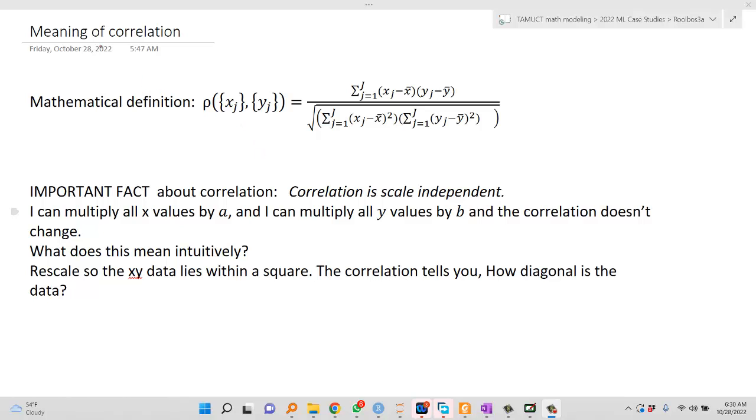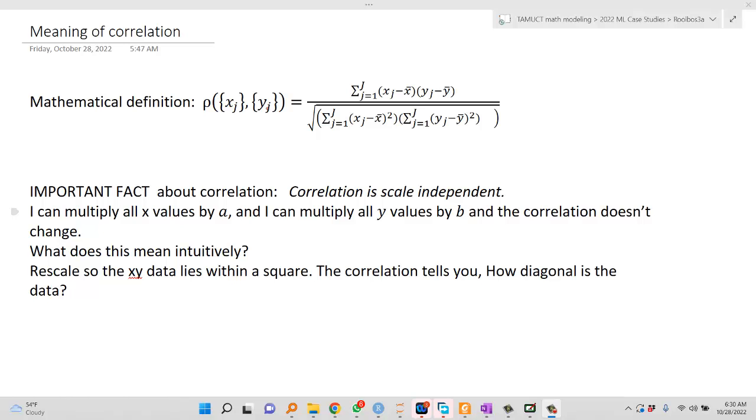Right, well, correlation is an important concept in data analysis. So here I want to give you some idea of the intuitive meaning of correlation. Now, there is a mathematical definition. Suppose you have two sequences of numbers. You should think of these two sequences as two features or two dimensions.